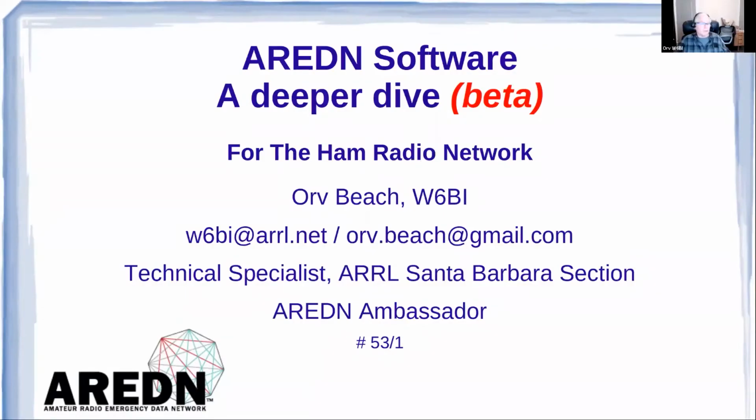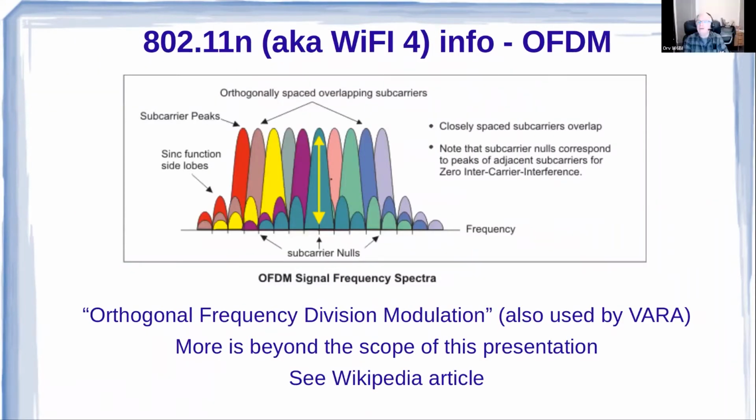Anyway, we'll get started. So 802.11n is now known as Wi-Fi 4. The earlier 802.11a, b, g, I assume, are Wi-Fi 1, 2, and 3. The modulation it uses is orthogonal frequency division multiplexing, which, by the way, if you run WinLink, is also used by VARA. It uses multiple subcarriers, and each one of them carries some modulation, some data. The data stream is split up at the transmitter and recombined at the receiver.